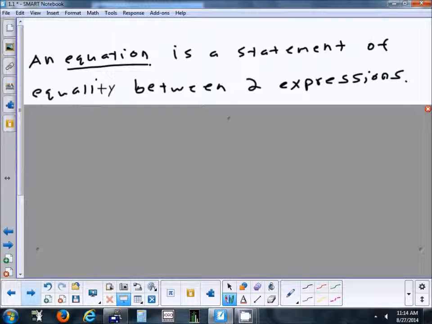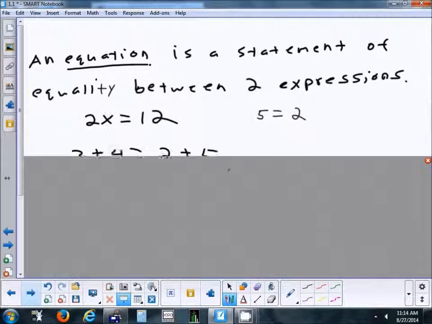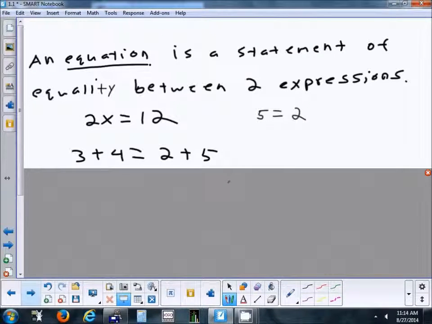Okay, so next thing is an equation. An equation is basically you take two expressions, you put an equal sign between them. I put 3 different equations up on the board. 2x equals 12. 3 plus 4 equals 2 plus 5. And 5 equals 2. These are all equations, all 3 of them. But I have one of each type. There's 3 different types.